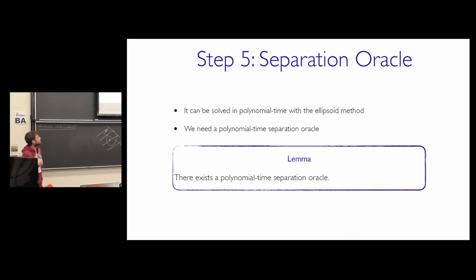These problems can be solved in polynomial time using the ellipsoid method, but to do that we need a polynomial time separation oracle. So an algorithm that, given a solution to the problem, finds if there exists a violated constraint, and in this case returns the violated constraint. So our last result is to show that this polynomial time separation oracle exists.